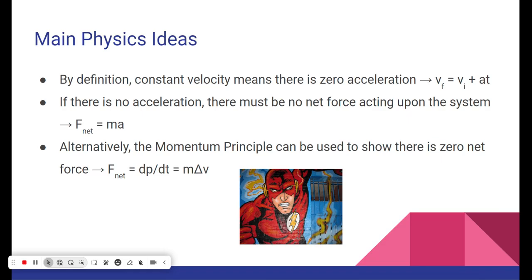Alternatively, the momentum principle can be used to show that there is zero net force as well. Since F net is the derivative of momentum with respect to time, which equals m times delta v, and delta v here is zero because there's no net change in velocity, F net is also zero because of that.